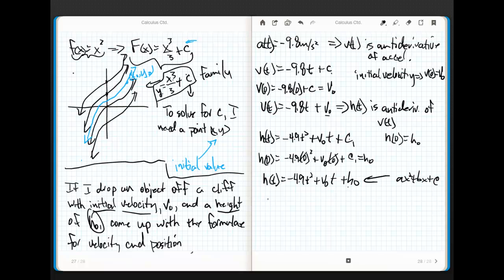Think about it. If I drop an object off of the roof, it's going to do something. If this is t and this is h, it's going to do that. It's an upside down parabola. I know that this point right here is 0, h naught, and down she goes. Now I have something where I can compute the velocity at any time t and the height at any time t. Awesome.